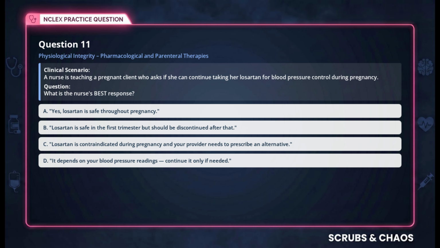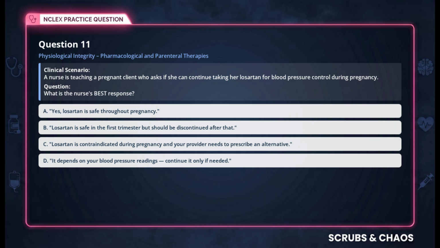A nurse is teaching a pregnant client who asks if she can continue taking losartan for blood pressure control during pregnancy. What is the nurse's best response? A, yes, losartan is safe throughout pregnancy. B, losartan is safe in the first trimester but should be discontinued after that.